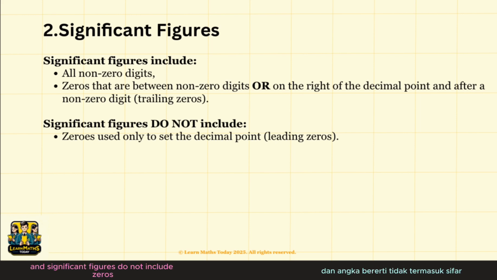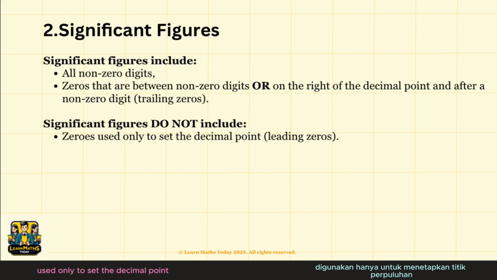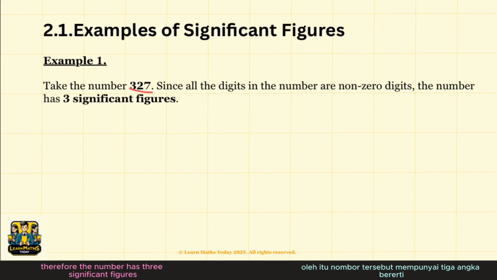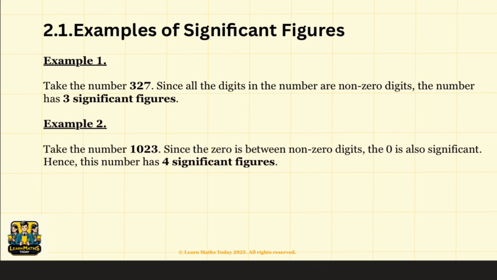And significant figures do not include zeros used only to set the decimal point, also known as leading zeros. So for example, take this number, 327. All the digits in the number are non-zero, therefore the number has three significant figures.